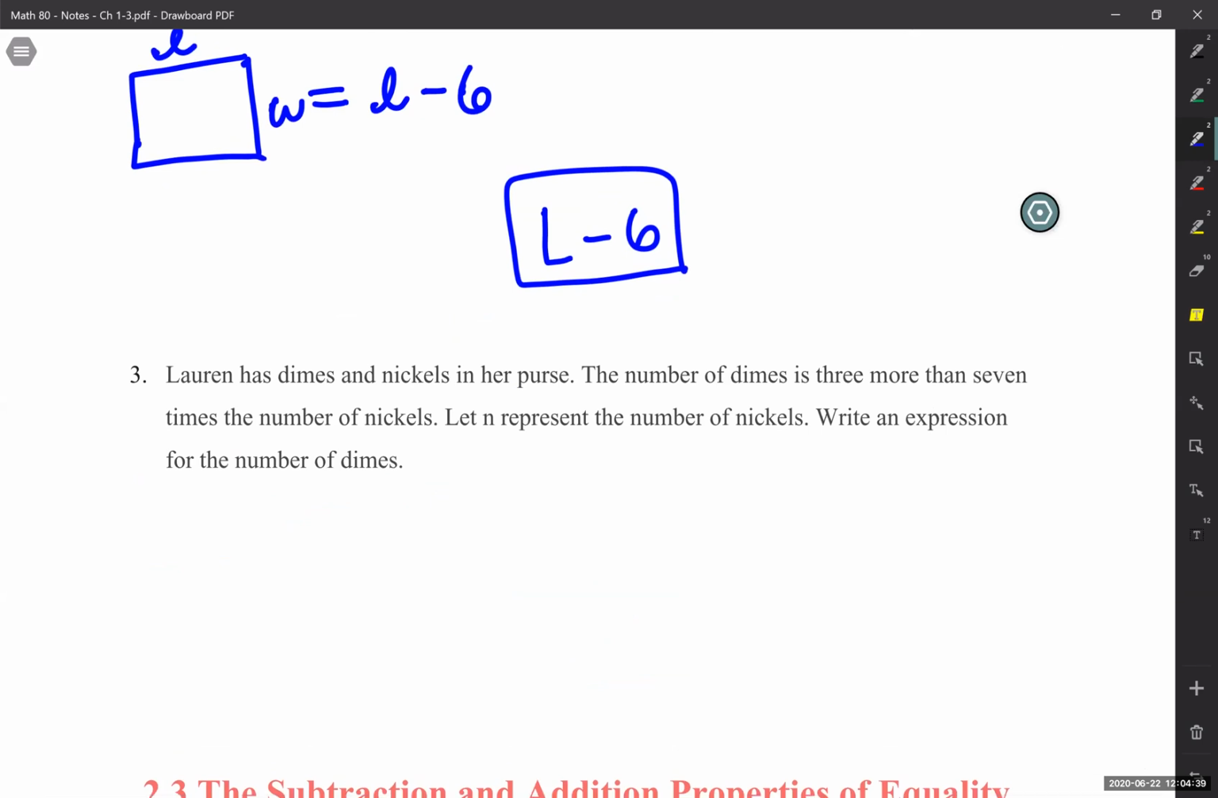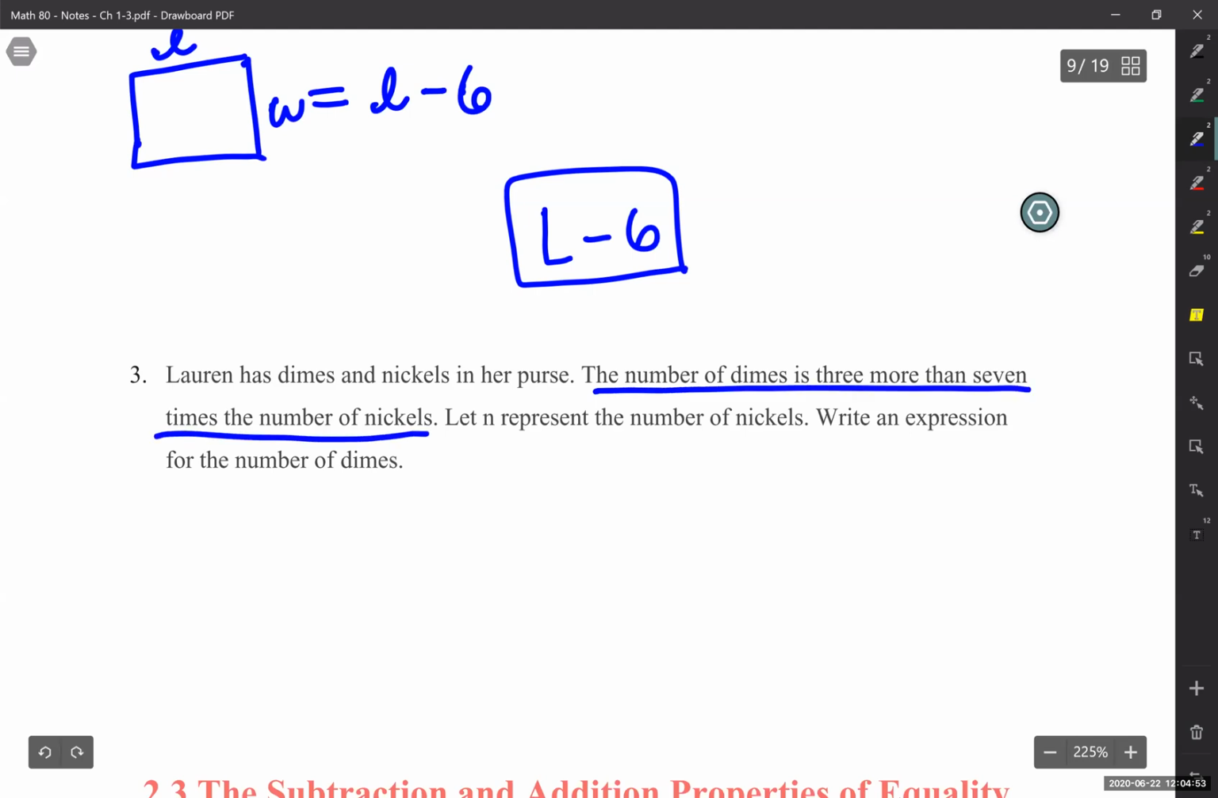And so here it says Lauren has dimes and nickels in her purse. The number of dimes is 3 more than 7 times the number of nickels. So that's going to be our clue. That's our sentence that we're looking at. And it says let N represent the number of nickels. So number of dimes, I'm going to call D. I always like to find the verb in the sentence. So we have our is right here. So D equals, and now we just have to figure out that last part.